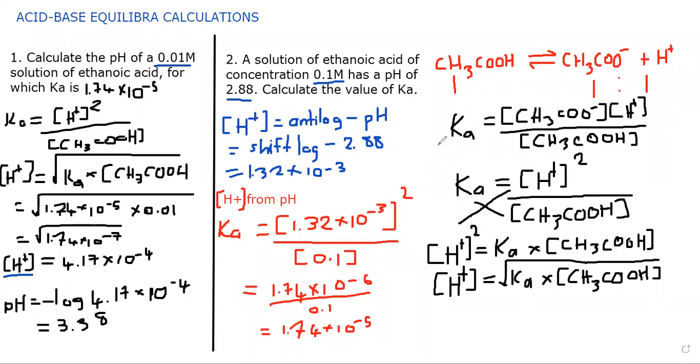All right, so I'm going to end this video here, and the second video will be on Kb. Ka is the acid dissociation constant. Kb is the base dissociation constant. So I'm going to do strong base and weak base calculations.